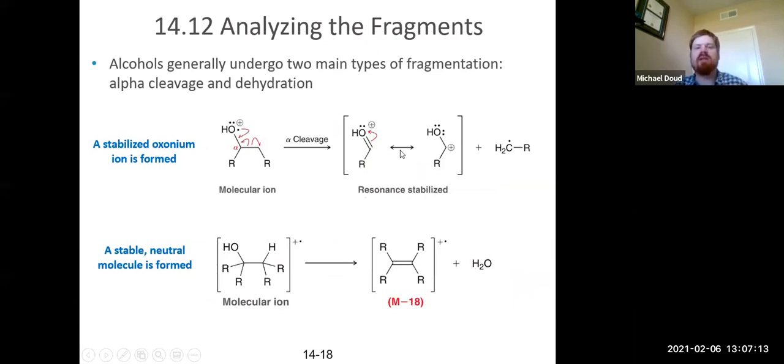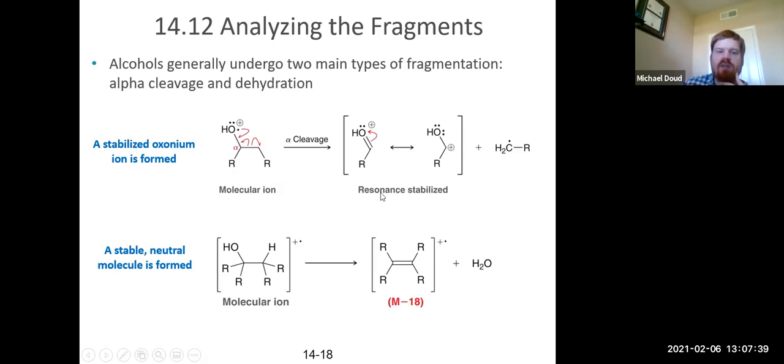Okay, so here's your fragmentation. Just so you know, you can see alpha cleavage. This is where an alcohol has a particular fragmentation type, where in an alpha cleavage you end up forming either an oxonium ion or an alkene. The alkene is going to show up because you lose the water molecule from that. It's going to show up at M-18.